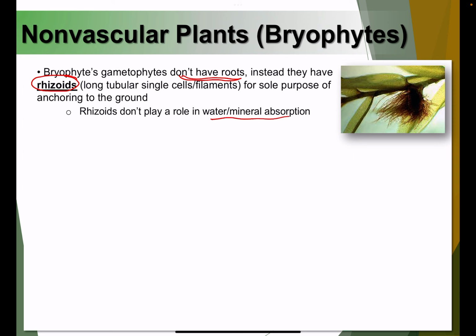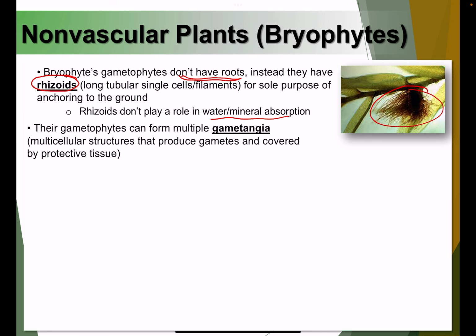Roots do that in vascular plants, but rhizoids in non-vascular plants kind of look like this. They are just for anchoring purposes, to make sure the plant doesn't float away or go diffusing everywhere. They are tied to one place. So roots can do water and mineral absorption. Rhizoids cannot. And bryophyte gametophytes can form multiple what are called gametangia.